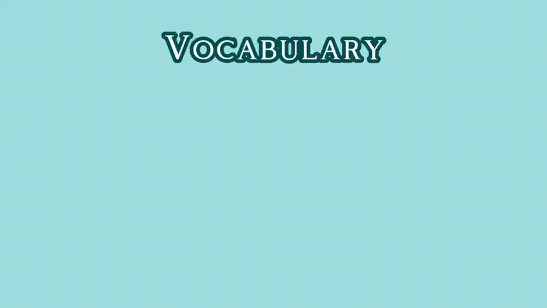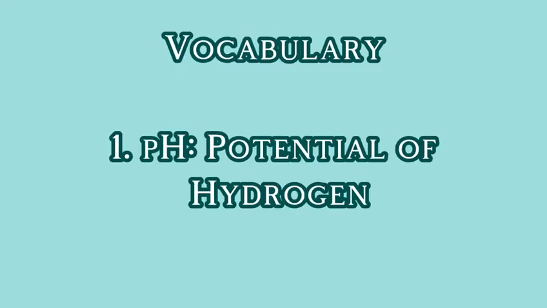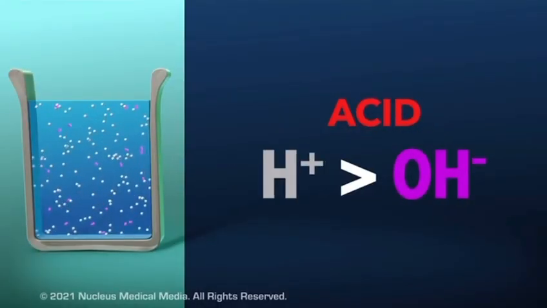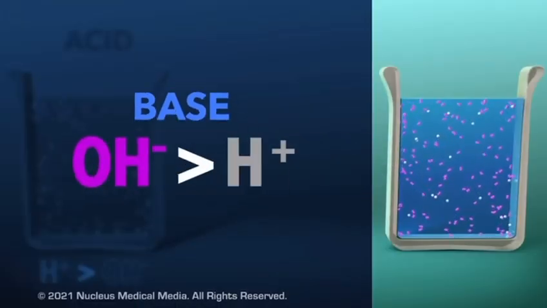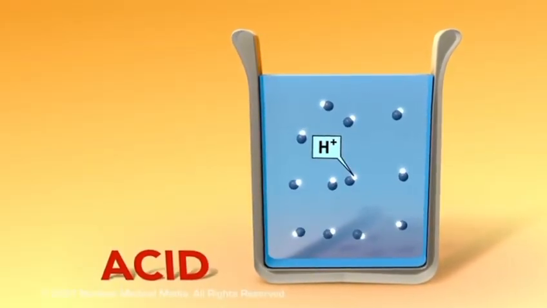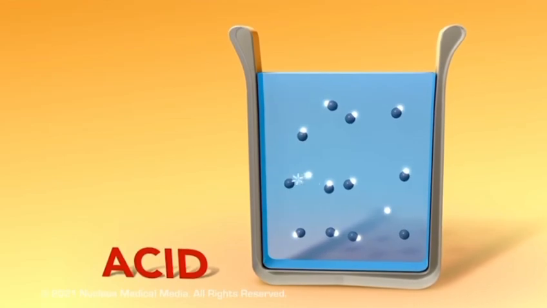Karina, but what does basic and acidic even mean? Good question. Let us explain. Well, pH stands for potential of hydrogen. Every solution has a certain concentration of free hydrogen ions. A substance is more acidic if more hydrogen ions are present, and more basic the fewer hydrogen ions present. Acidity refers to the strength of an acid or how easily that substance can release hydrogen-positive ions.